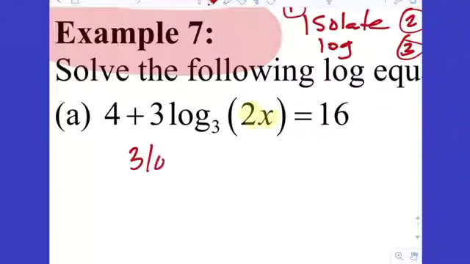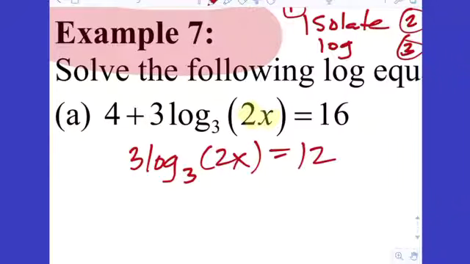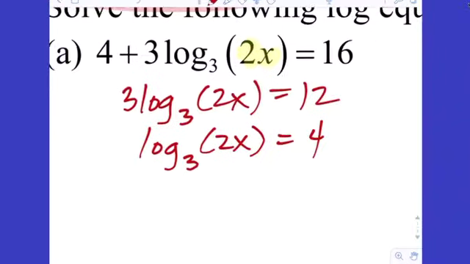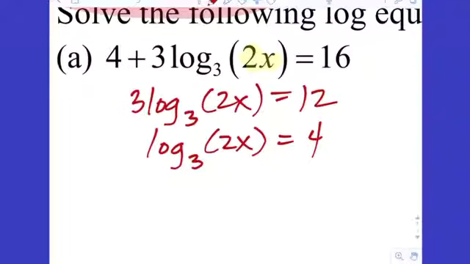So we're going to have, and I'll show it in baby steps here. You subtract 4 from both sides, and you get 12. You divide both sides by 3, and you get 12/3, which is 4. And now that you got the log isolated, now you want to get rid of the log. So you can exponentiate both sides. And what base should you use?